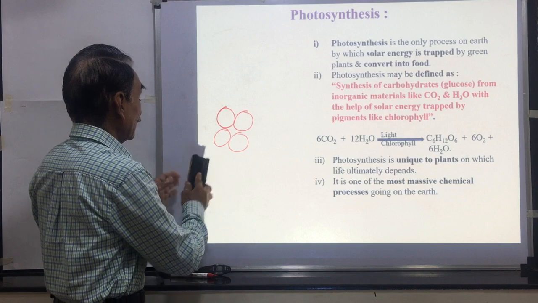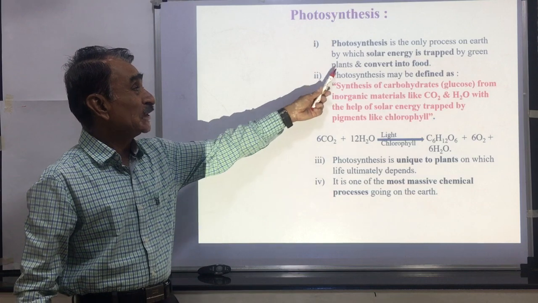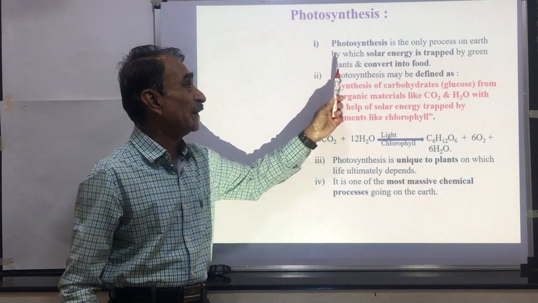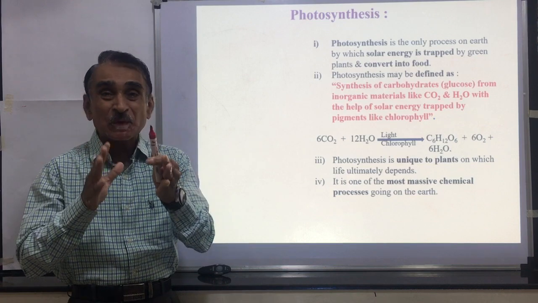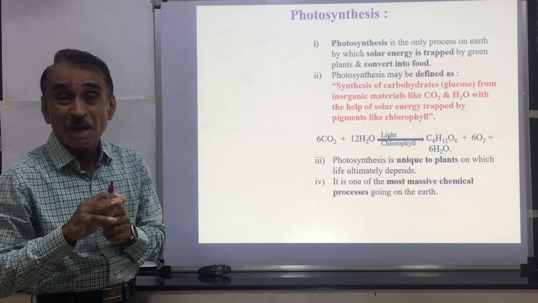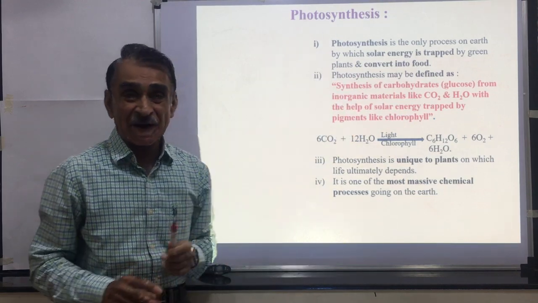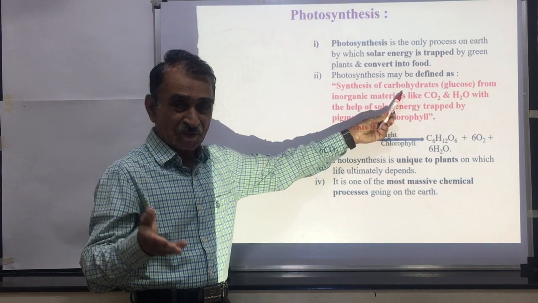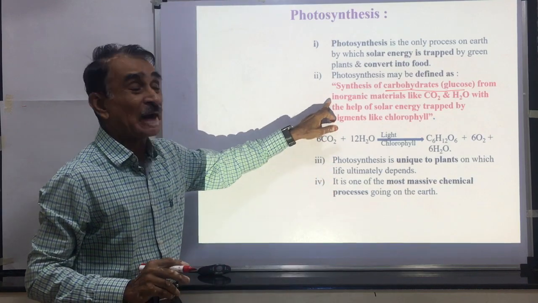Then we shall see the definition of photosynthesis, or what photosynthesis actually is. Photosynthesis is the only process on this earth where light energy or solar energy is absorbed by the green plants and converted into food. Photosynthesis is defined as the synthesis of carbohydrates, for example glucose, from inorganic materials.